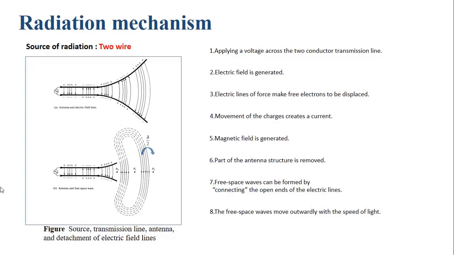Now, if we remove the antenna structure, what will happen? The free space waves can be formed. How can they be formed? They can be formed by connecting the open ends of the electric lines as shown in this figure B with this dotted line, and the free space waves move outwardly with the speed of light.